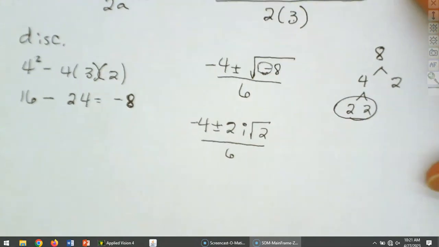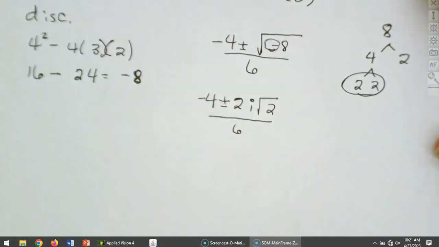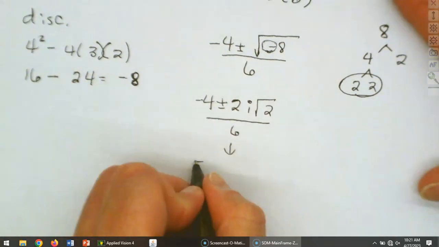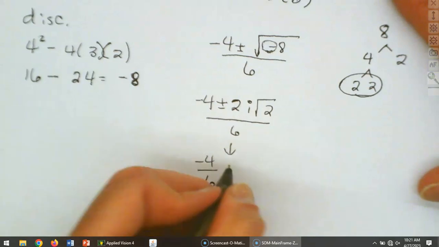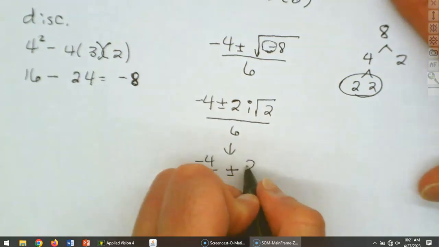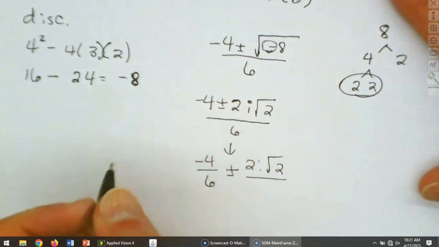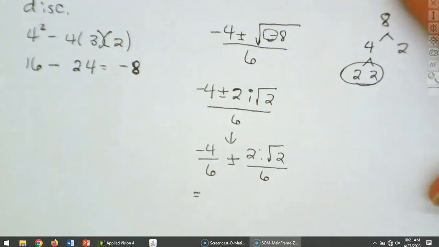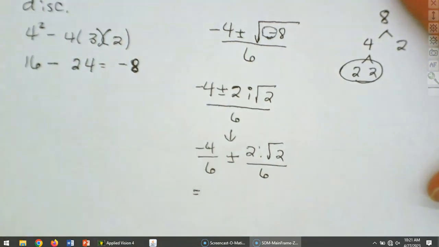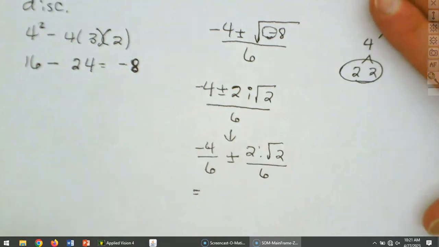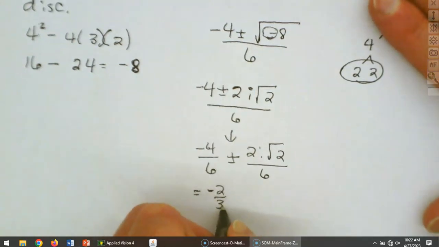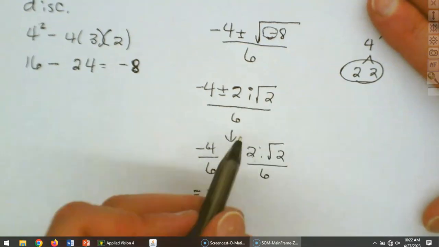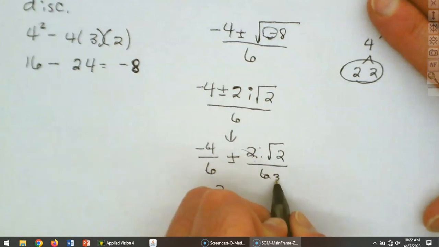For these, this is what's called a complex number. So for these, I want you to rewrite it into the separate parts. So rewrite this as negative 4 over 6 plus or minus 2i square root of 2 over 6. And then I want you to break it down. So you write it out, you break it down. Now, what about minus 4/6? Well, minus 4/6 breaks down into minus 2/3. So you always want to break these down whenever you have an I. You split it up. And then that 2 and that 6 can reduce to make it a 3.